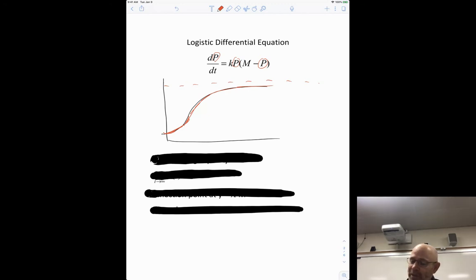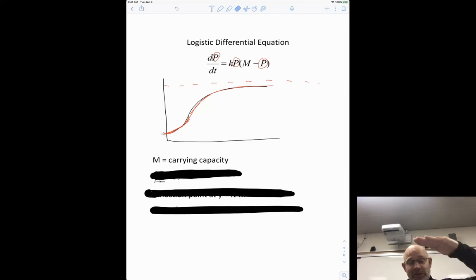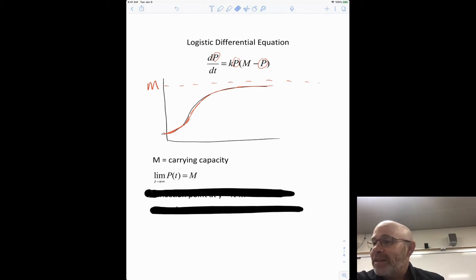So what do we need to know about this differential equation? Well, we need to know a few things. First things first, there is a boundary to this. There's a maximum population. It's called the carrying capacity. And it turns out that it's whatever M is. So if I'm drawing this little picture, that's going to be M. This is called the carrying capacity. It's the limit as t approaches infinity of P, my population.